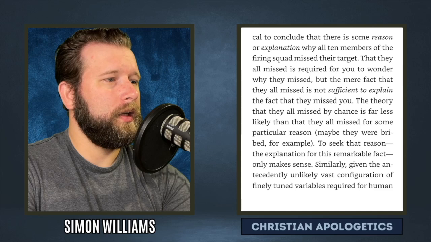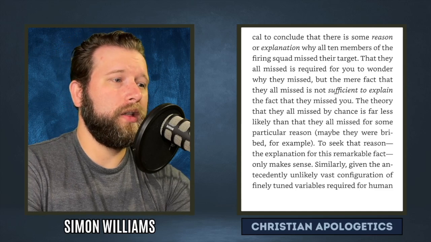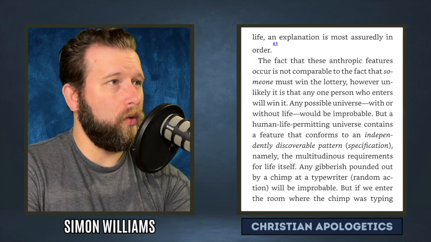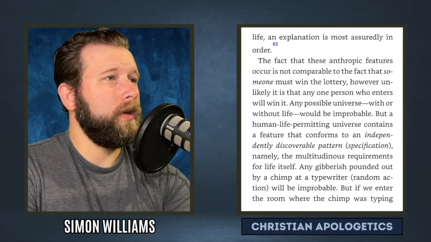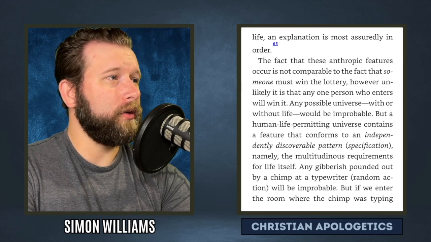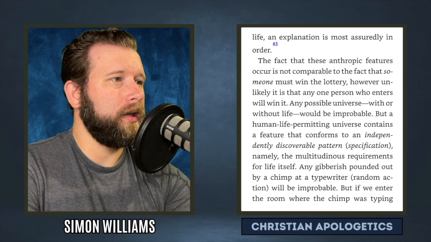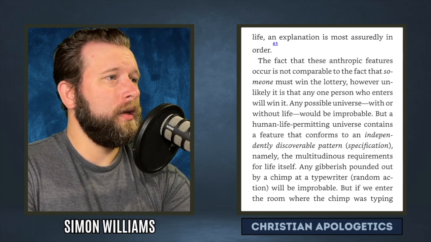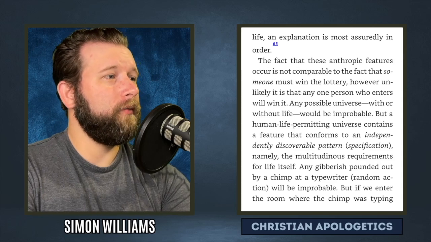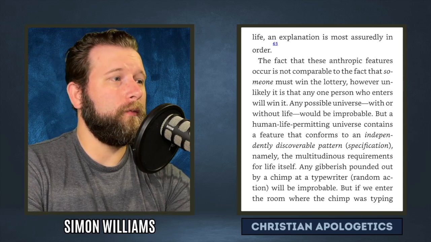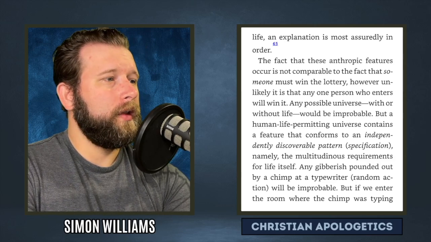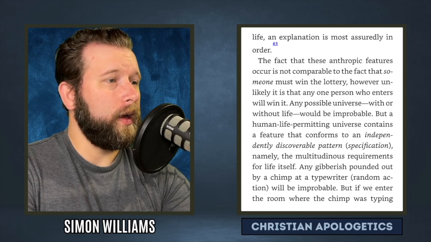Similarly, given the antecedently unlikely vast configuration of finely tuned variables required for human life, an explanation is most assuredly in order. The fact that these anthropic features occur is not comparable to the fact that someone must win the lottery, however unlikely it is that any one person who enters will win it. Any possible world, with or without life, would be improbable, but a human life-permitting universe contains a feature that conforms to an independently discoverable pattern: specification, namely the multitudinous requirements for life itself.